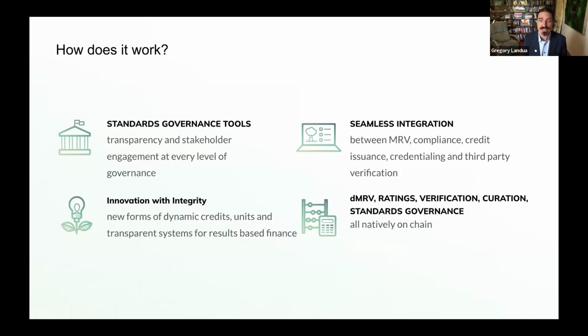So all of this comes together to have a tool suite for digital monitoring, reporting, and verification, rating system, third-party verification, curation, and standards governance at the fingertips of our partners on both sides of the marketplace. You can go to the next slide.